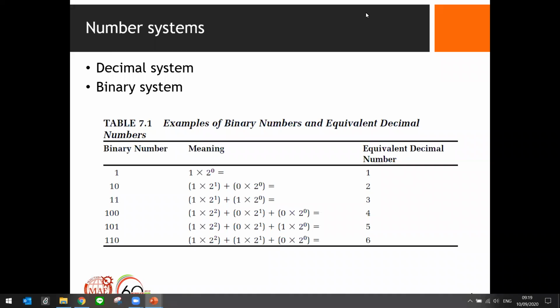And this table shows how you can transform from the binary system into the decimal system. And I think you are familiar with this already, right?